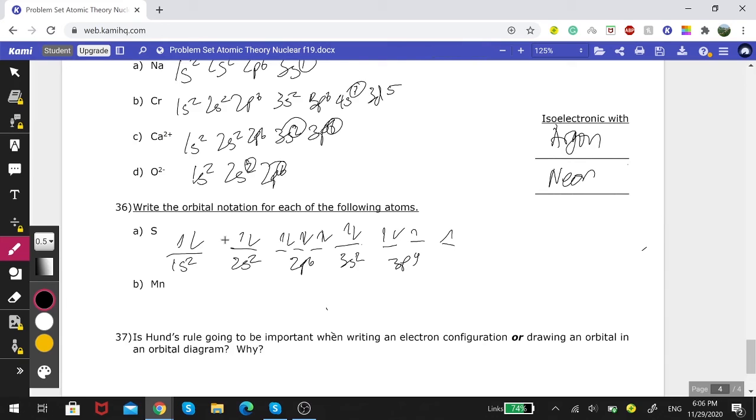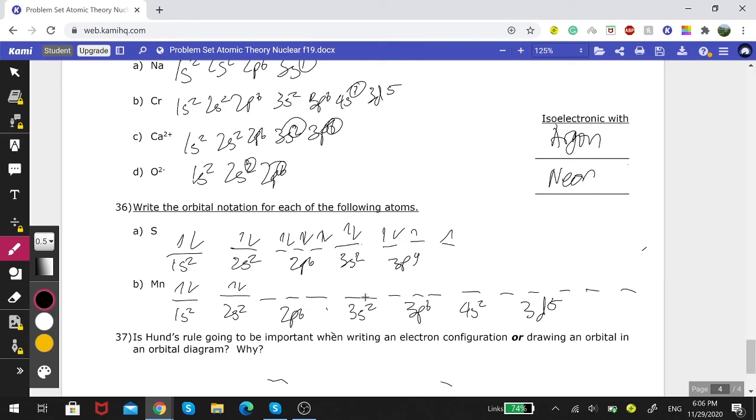Now Mn. Mn is 1s2, 2s2, 2p6, 3s2, 3p6, 4s2, 3d5. Then I fill in the orbital notation for each sublevel.